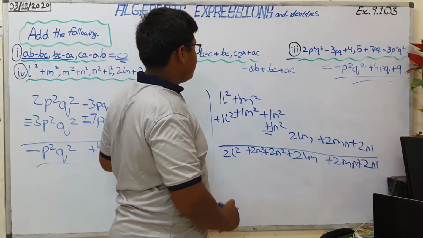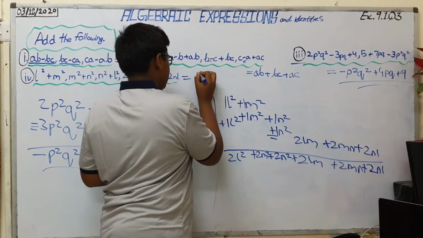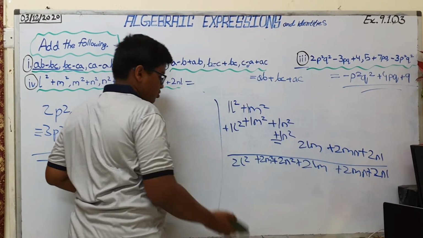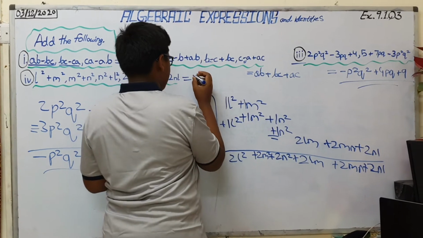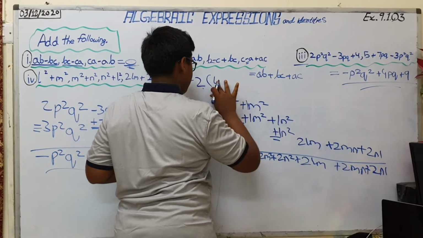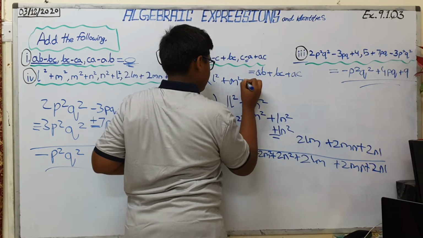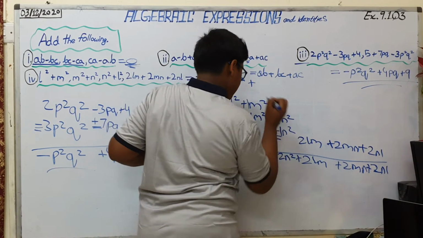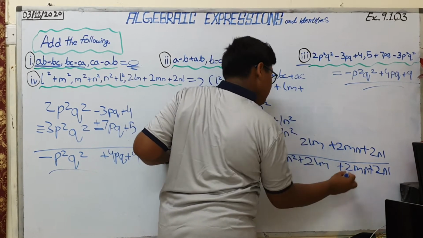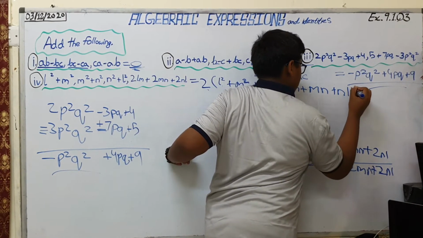So what we are going to do, we can write the answer like this also. I'm writing here, is equal to 2 outside the bracket, then L square plus M square plus N square plus LM plus MN, and in the last plus NL.